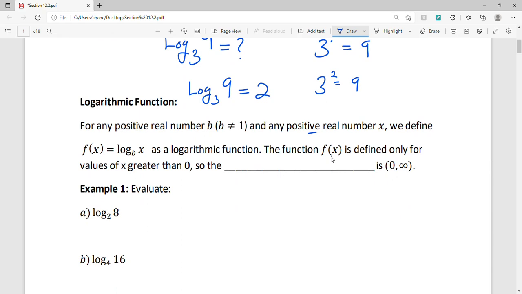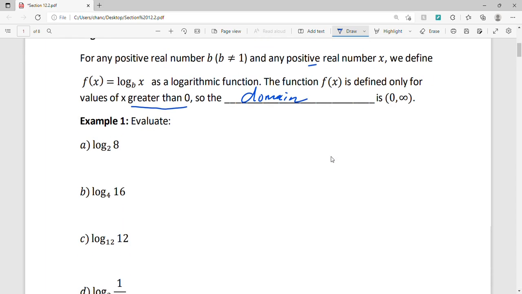For any positive real number b not equal to 1, and any positive real number x, we define f of x equals log base b of x as a logarithmic function. The function f of x is defined only for values of x greater than 0. So the domain of our function is from 0 to infinity. Let's evaluate some logarithmic functions.